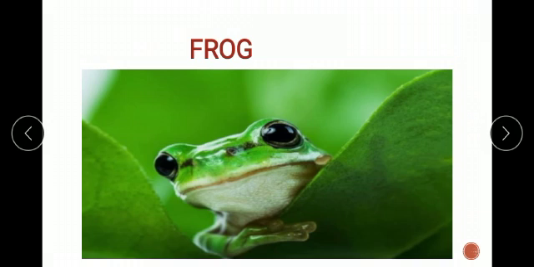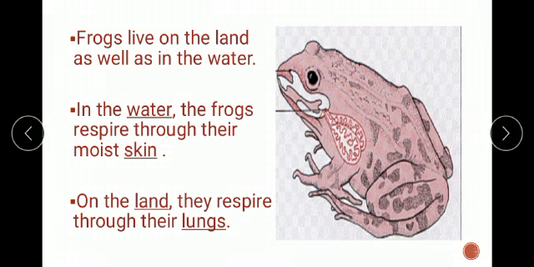Next, we have frog. As you know, frogs live on the land as well as in the water. In the water, the frogs respire through their moist skin. And on the land, they respire through their lungs. So these are the lungs of the frog.